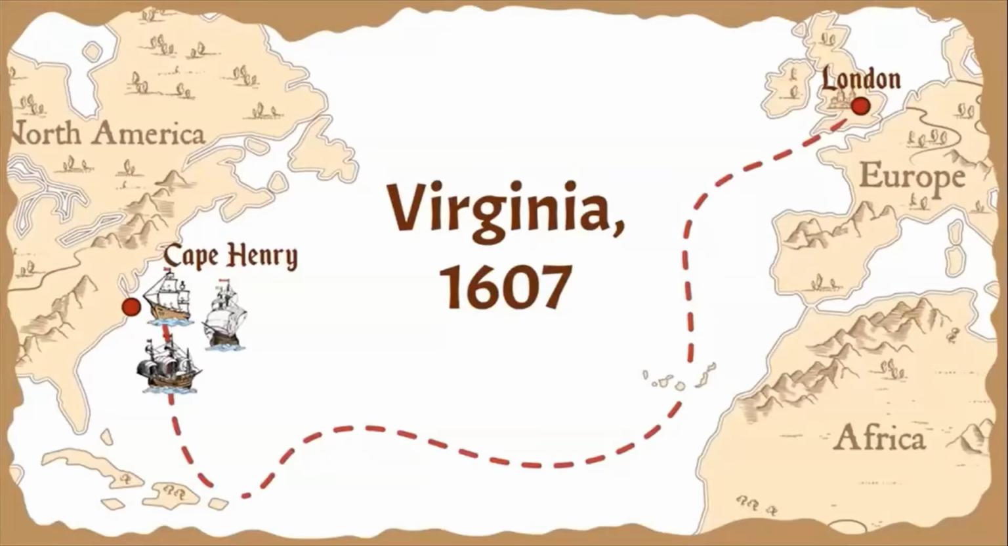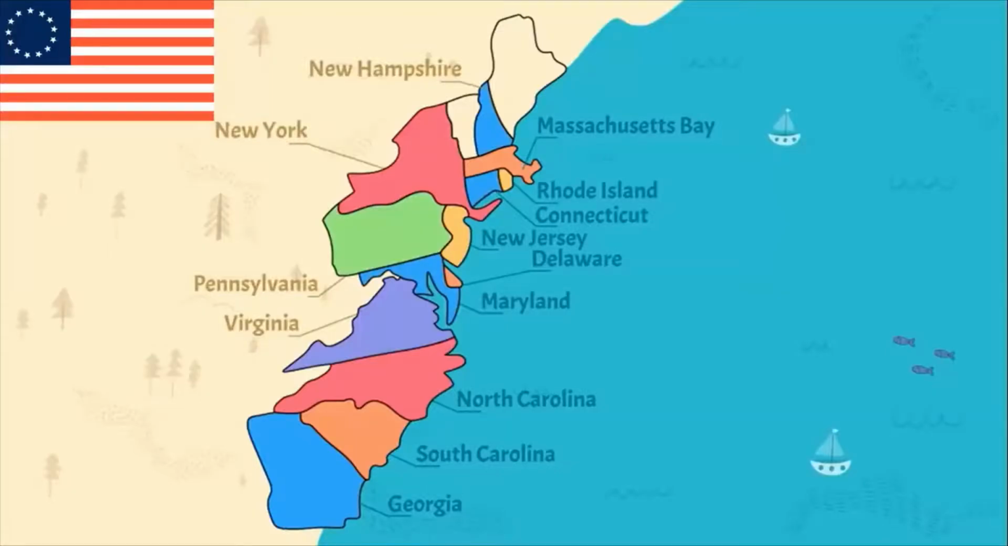In 1607, English people moved to what is now known as Virginia. They moved there because they wanted a better quality of life. Some were being persecuted and wanted freedom to practice their own religion. Over the next 100 years, European settlers founded all the 13 colonies along the east coast of North America.